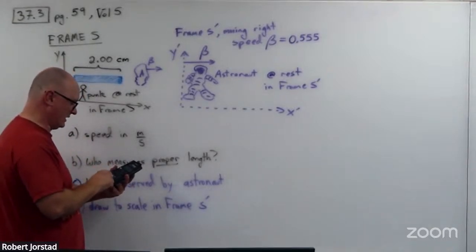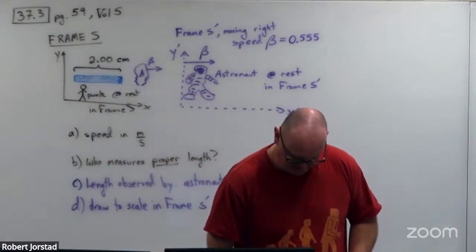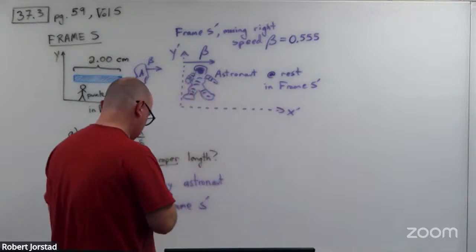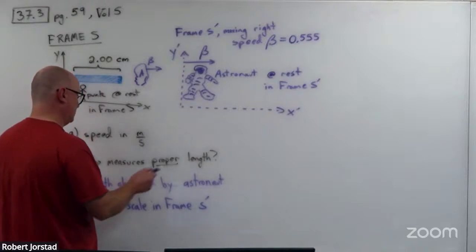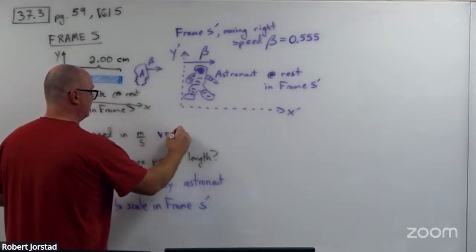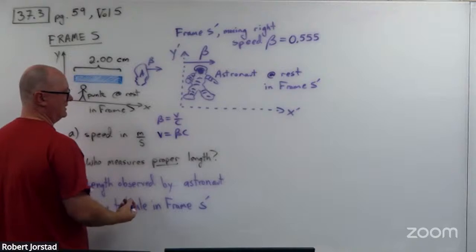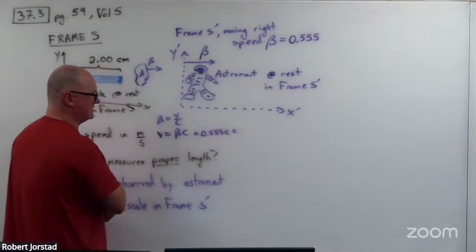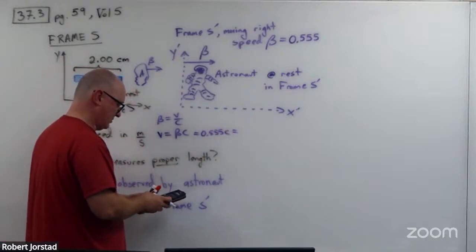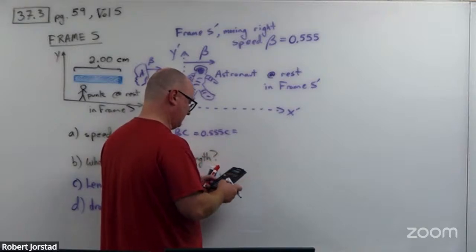What is it? 2.99... is it 997? 998 E8, so that's the speed of light. Well, let me just write this so you know what I'm doing. V equals beta C, because beta equals V over C. That's how it's defined. So it's 0.555 C. C is this number you can look up. So times 0.555. Let's just do this in scientific notation.